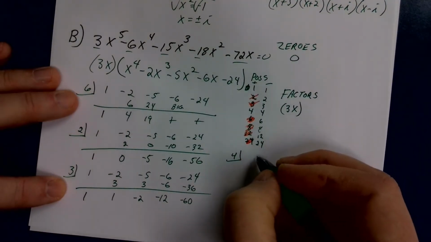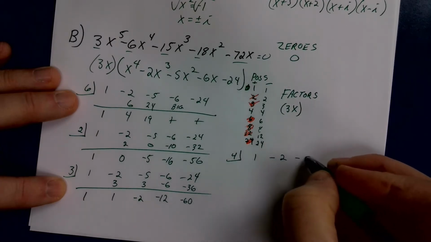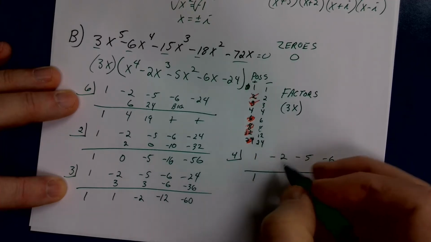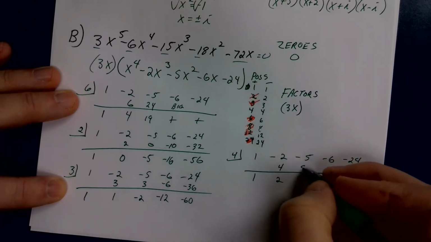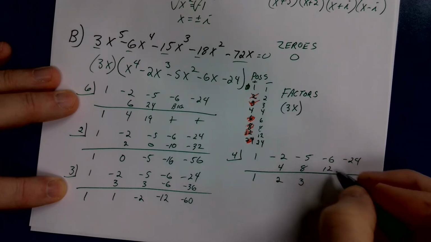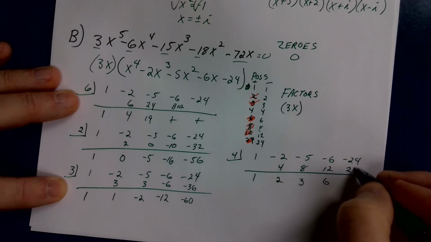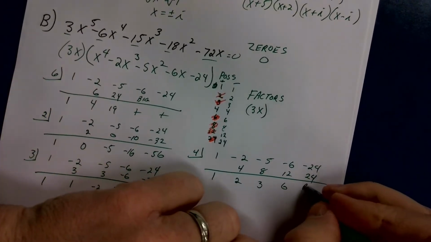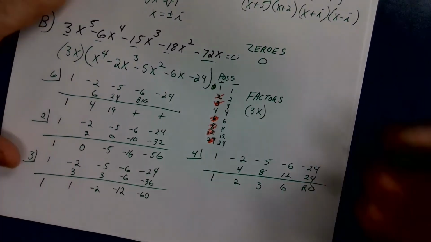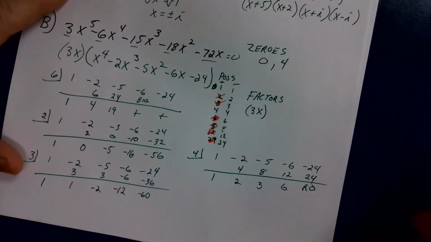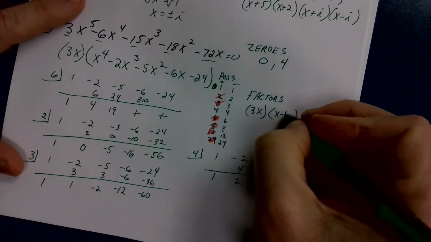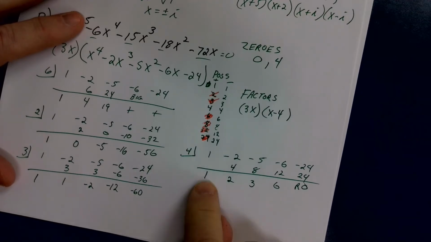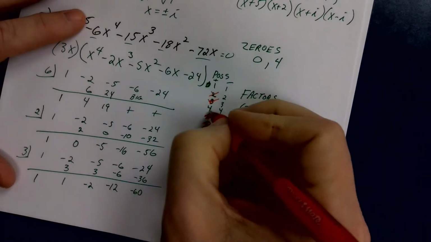Trying 4. 1, -2, -5, -6, -24. 1 for 2, 8, 3, 12, 6. Hallelujah. Remainder of 0. So 4 worked. So here we go. 4 works. X minus 4 is a factor. And now I have a smaller thing. That smaller thing also tells me, right? Here we go. 4 worked, yes.